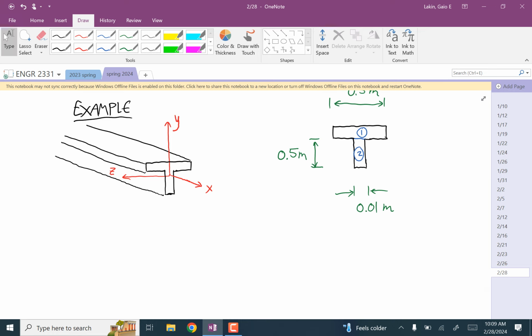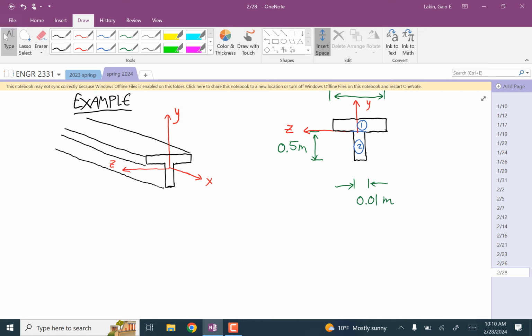So the first thing I have to do is calculate the location of the centroid. So to start with, let's choose a coordinate system like this. So this would be the y-axis, this would be the z-axis. We're just doing this to find the location of the centroid. That's where we're going to reposition our coordinate system for the problem.